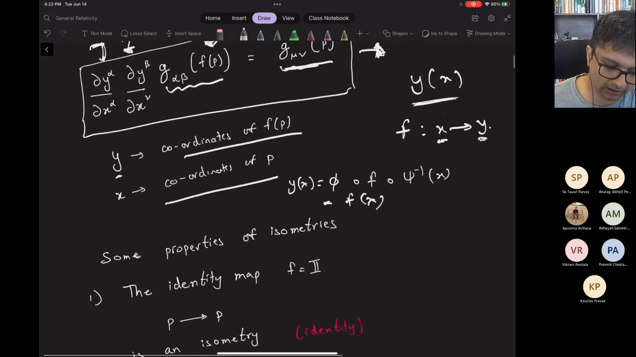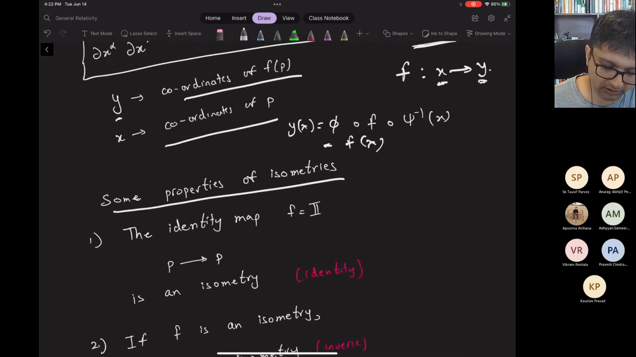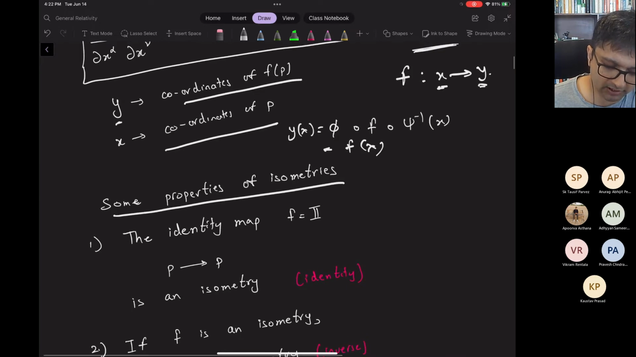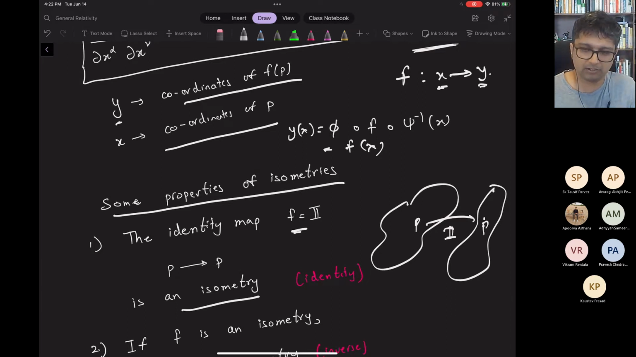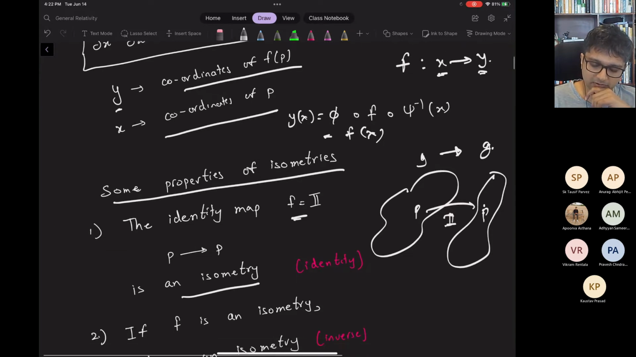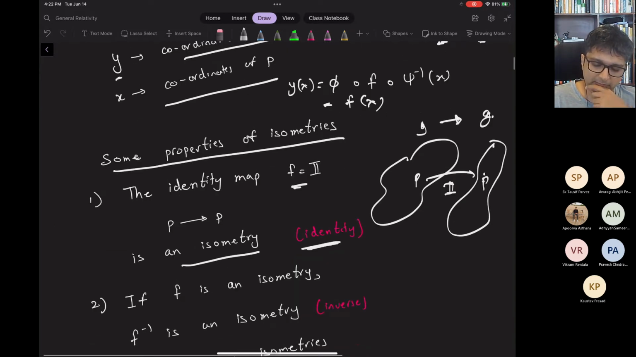Now here are some properties of these isometries. The first one is fairly obvious. That is the identity map. If you take every point on the manifold and you map it back to itself, that's the identity map. This identity map is an isometry. It's always an isometry for any metric. That should be fairly obvious, because in that case, the pullback of the metric will just be the original metric. So this is called the identity map.